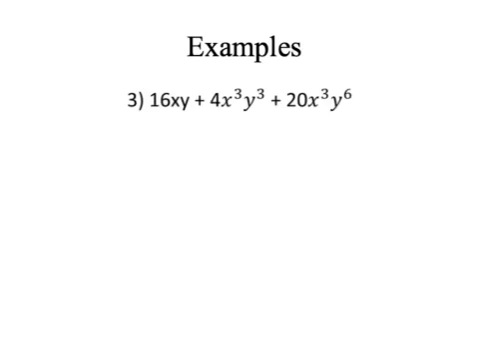For this problem, we have 3 terms. So I need to look at my coefficients, 16, 4, and 20. The biggest number I can divide each one of those by would be 4. And then I need to look very closely at all my variables, to make sure I have x's and y's in all of them. So that means I can take out at least one x and one y.